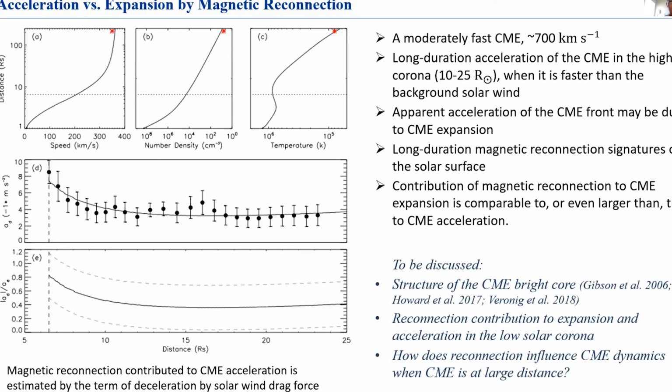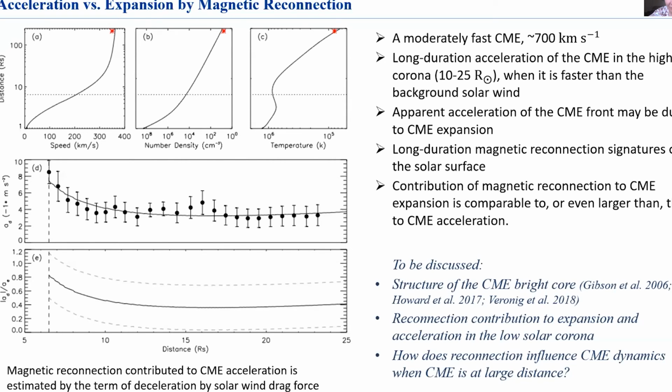So we assume that the deceleration caused by the solar wind drag force is all compensated by the magnetic reconnection contribution to the acceleration itself, purely. And in the solar wind drag force model, it requires the solar wind parameters and the CME parameters.